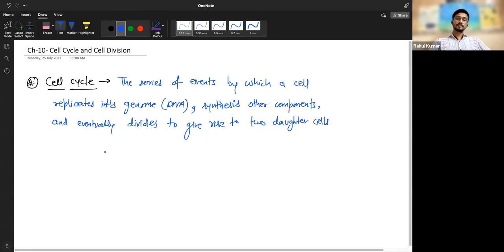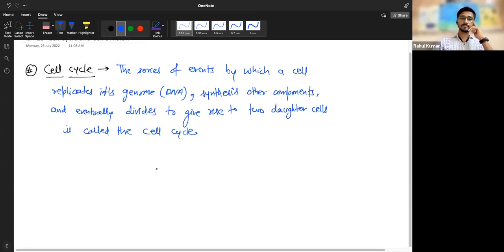Two daughter cells. There's no concept of a son cell in biology. The products of one cell when it divides are always called two daughter cells. Okay. This series of events is known as, or is called, the cell cycle. Clear? The definition?